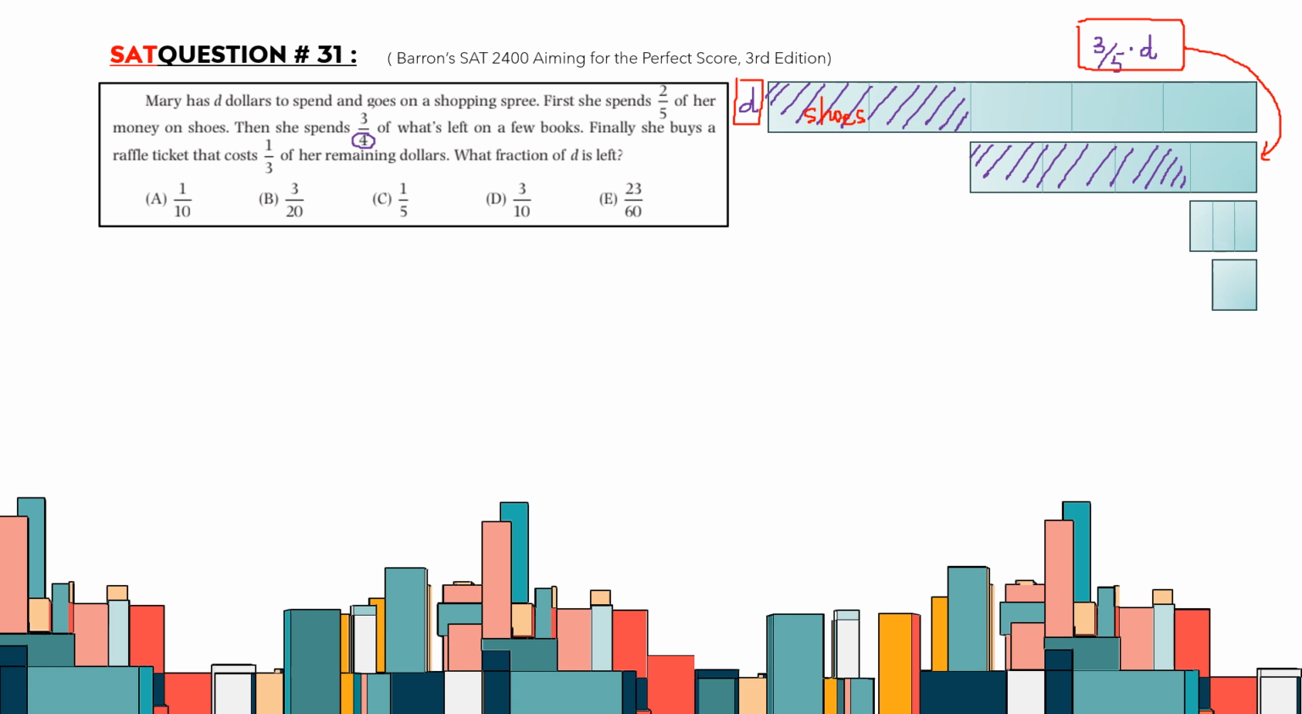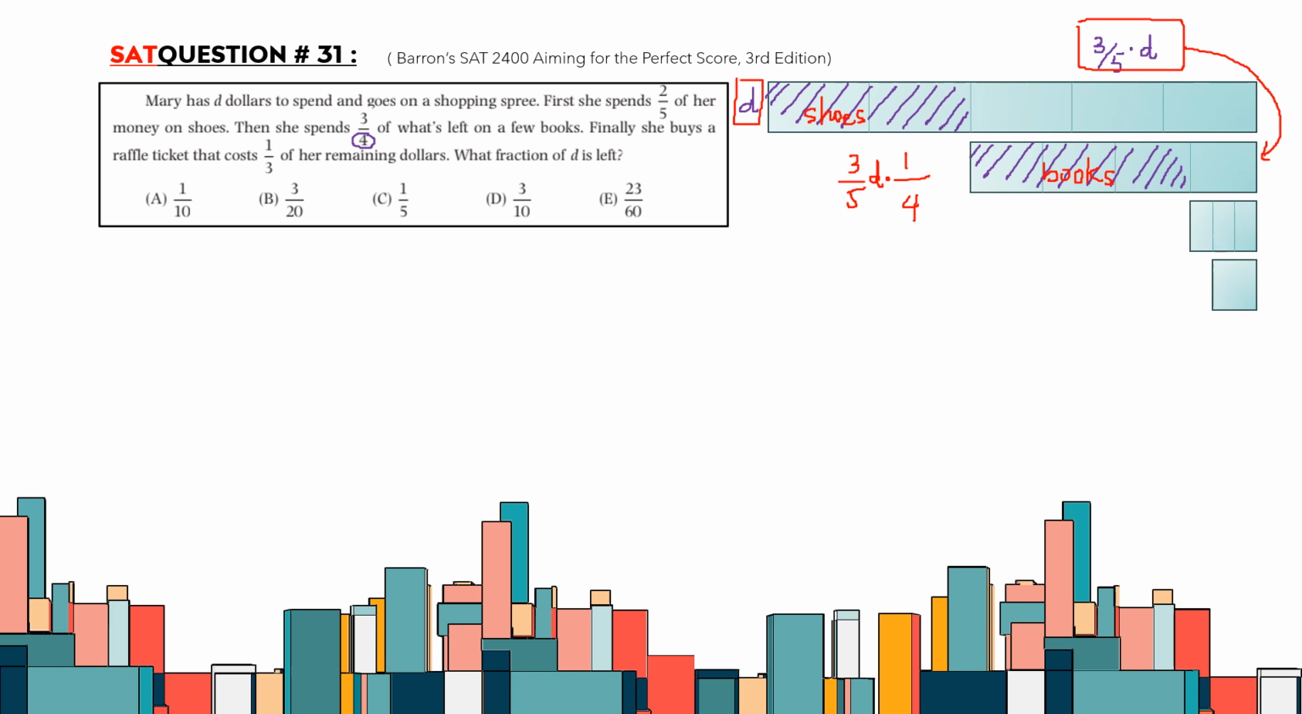So we will represent this one as 3 over 5 D. You divide this amount into 4, then you pick up 1 because that's the leftover. Only one piece, right? The rest is gone. This part is for the books.